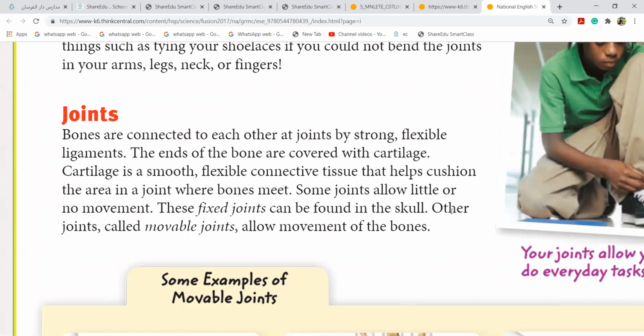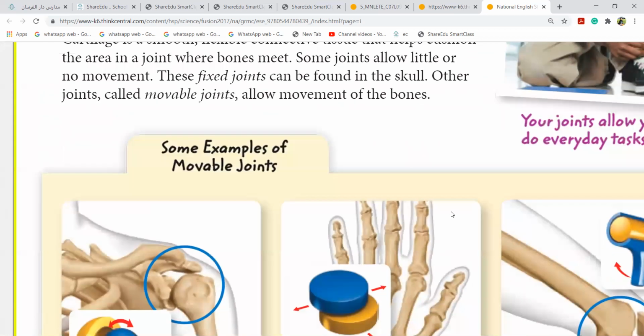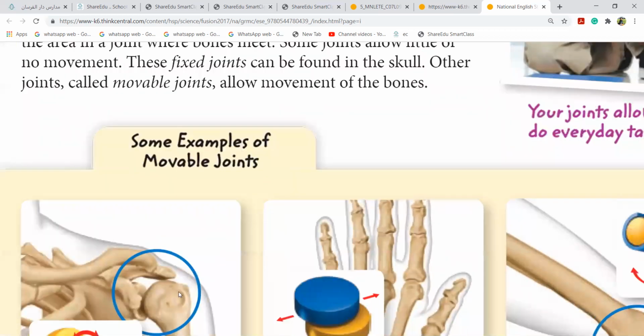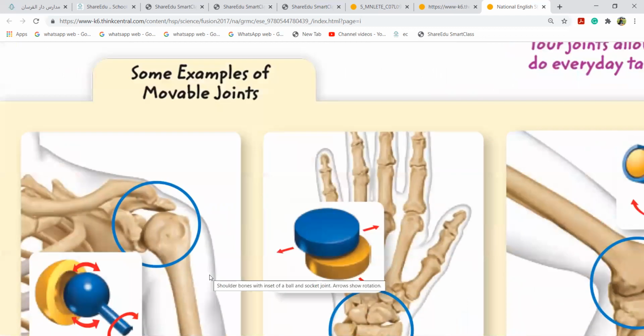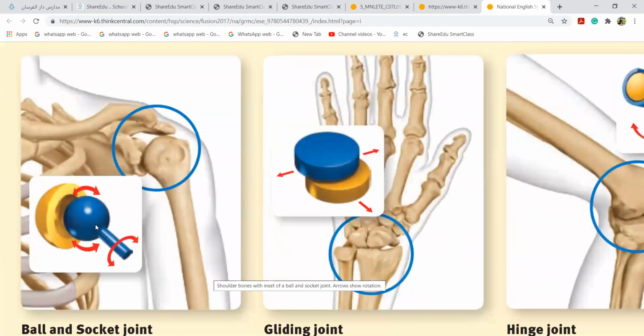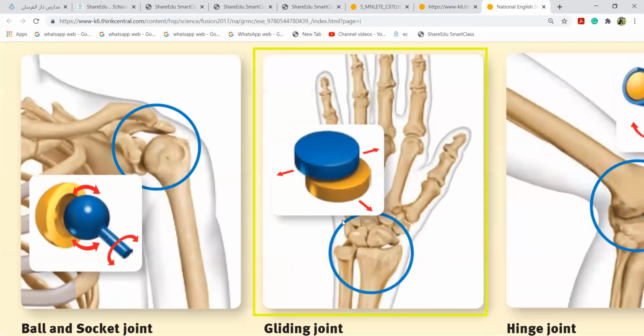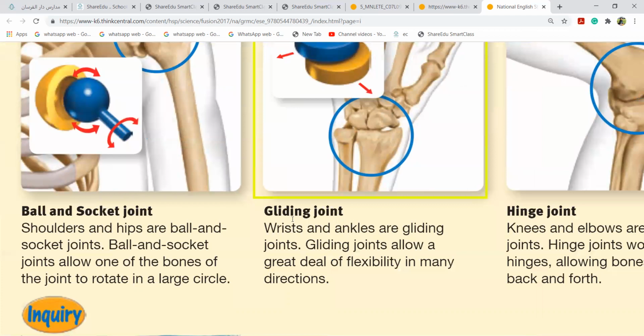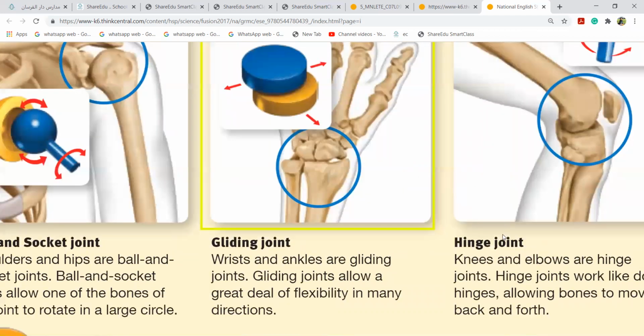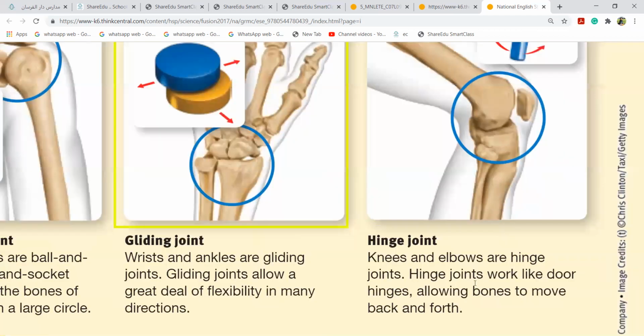And then every end of the bone is covered with cartilage, as I have shown you. Like, see, this is the end of the bone. So this has cartilage. These are all movable joints. One is the ball and socket, as we did last time, girls. One goes to and fro, that is called a glide or pivot joint. And this one is the hinge joint, which works like a door hinge.